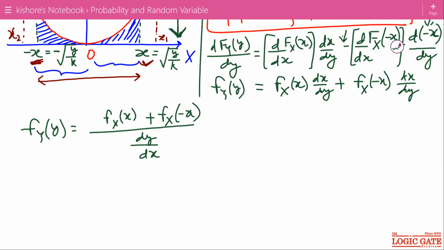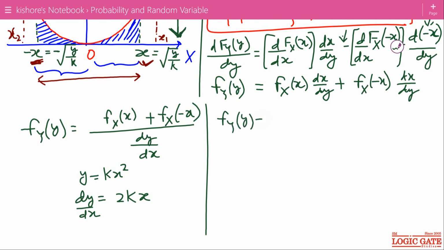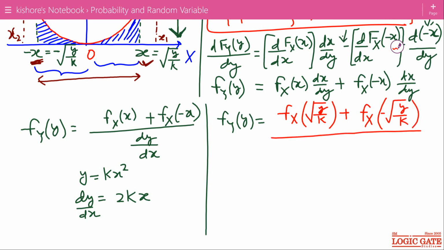Now the transformation is y equals kx squared. So dy by dx is 2kx. Hence the PDF of random variable y is f of square root of y by k plus f of minus square root of y by k, divided by 2kx, where x is square root of y by k.